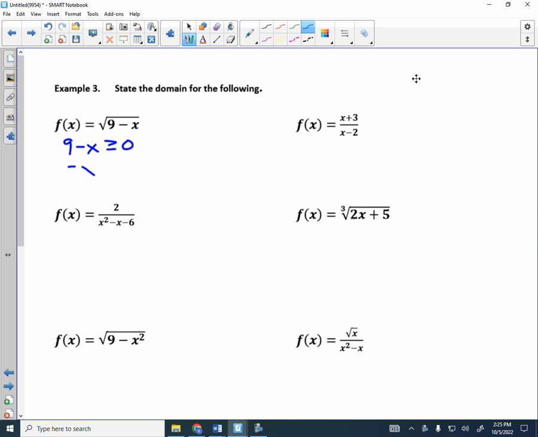Subtract the 9, negative x, greater or equal to negative 9. Divide by negative 1, x is less than or equal to 9. So that means our domain is from negative infinity to positive 9. Square root functions, that's an absolute must. Got to be able to do that. Can you do that for the test?